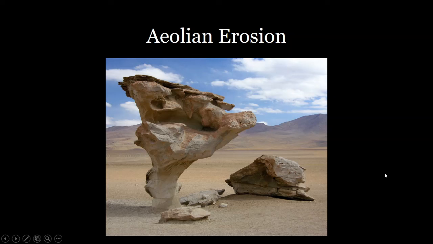Next, we're going to be talking about Aeolian erosion. So this is erosion that occurs due to wind. So wind is a very significant factor for erosion and for transporting sediment from one location to the other, especially in dry climates such as deserts.